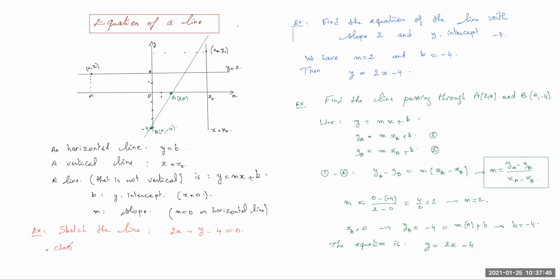Choose 2 points, okay? So usually we choose simple values. We choose x equal, for example, 0 and deduce y. So I will get y equal minus 4. If I choose y equal 0, I will get x equal 2. And I have my 2 points. This is my B, and this is my A. So it's the same line.